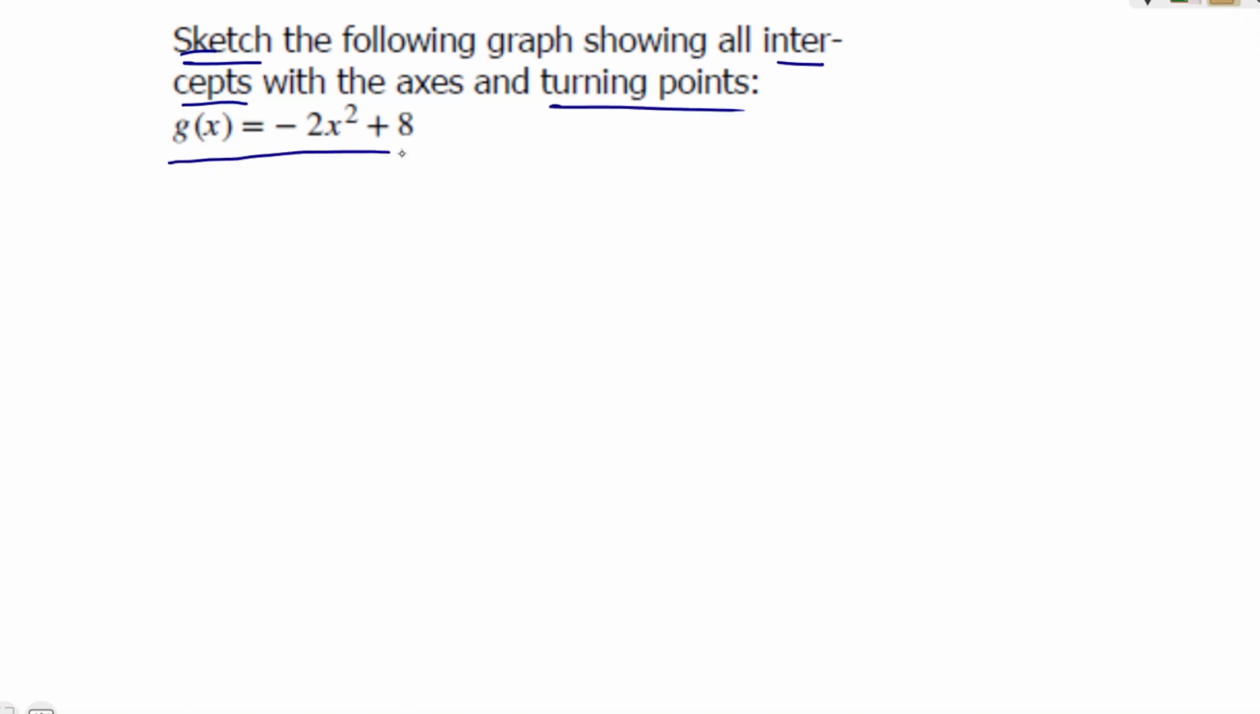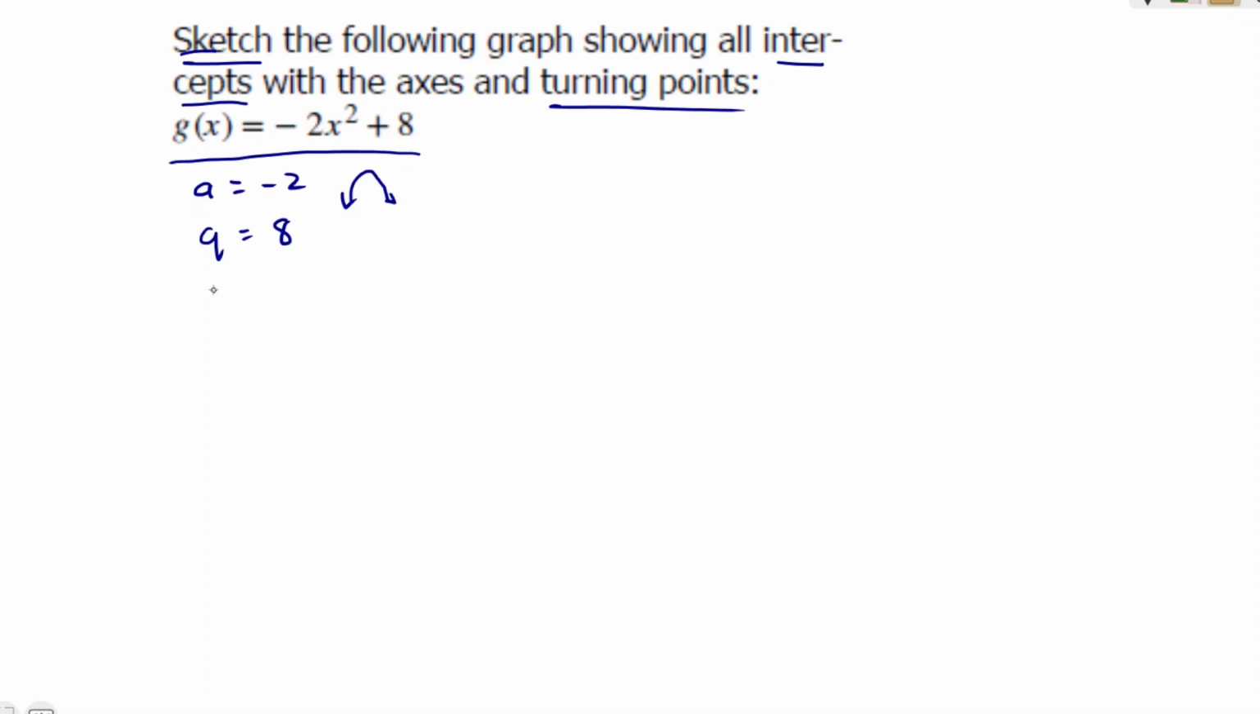Now they gave us the equation. The equation is g of x is equal to negative 2x squared plus 8. So we have to draw now this parabolic graph. Now we can see a is negative. So we know the shape of the graph is going to be a sad face, a graph that is pointing downwards. They gave us the q. The q is positive 8. That means it is shifted 8 units up. So we need now to draw this graph.